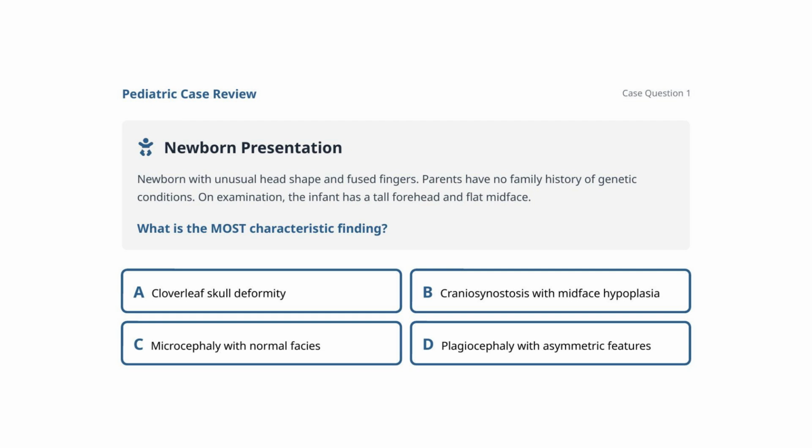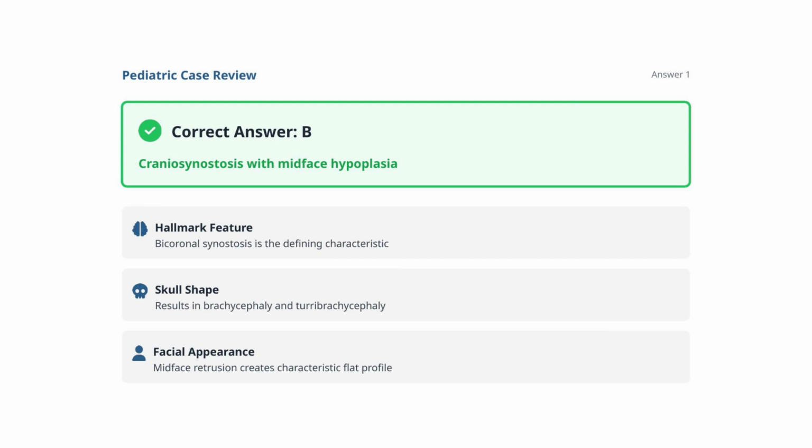Option A, cloverleaf skull deformity. Option B, craniosynostosis with mid-face hypoplasia. Option C, microcephaly with normal facies. Option D, plagiocephaly with asymmetric features. The correct answer is B, craniosynostosis with mid-face hypoplasia.